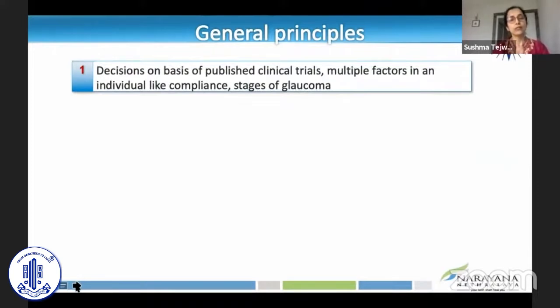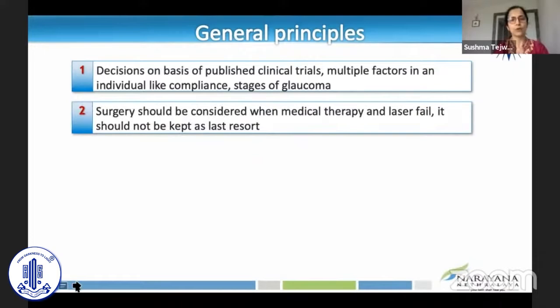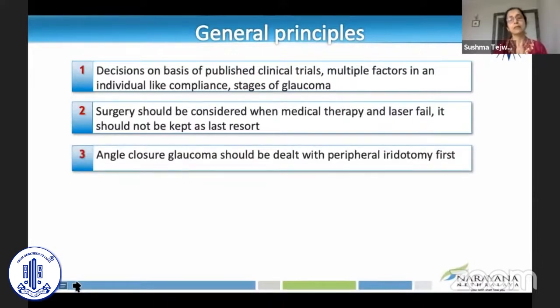So surgical decisions should be based on the outcomes of published clinical trials. That means there has to be evidence-based practice as far as the decision of surgery is concerned. There are multiple factors involved in an individual, like compliance or stage of glaucoma. It should be considered when medical therapy and laser fail, and it should not be kept as a last resort, because in certain patients you might have to do it earlier than in some other patients.